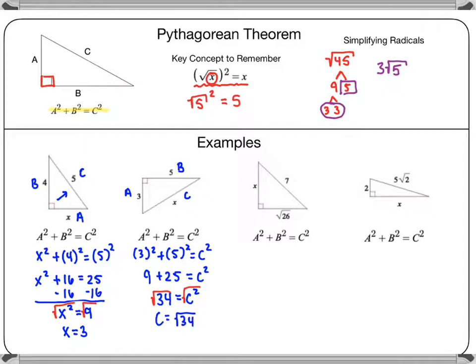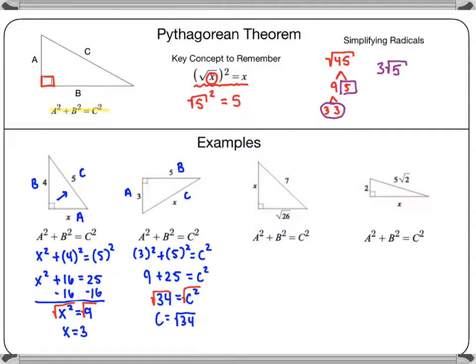Now what we want to do is check to see, can I break that down any? It looks like I can't, because the two factors are just going to be 17 and 2, and we can't do anything with those from there on out. So we're just going to leave it as c equals the square root of 34.